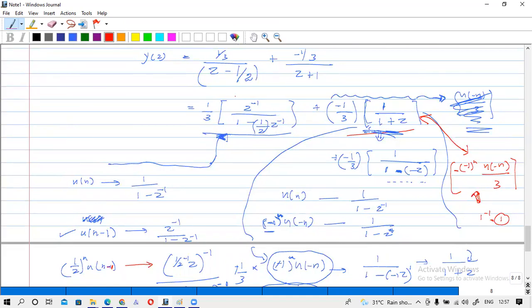Okay, correct. So when you convert it to the time domain, this 1 by 3 is there, and you have half, so 2 times 1 by (1/2)^n. So you can divide this one. You have n minus 1 here, so these two can cancel out. Here you have 2n.